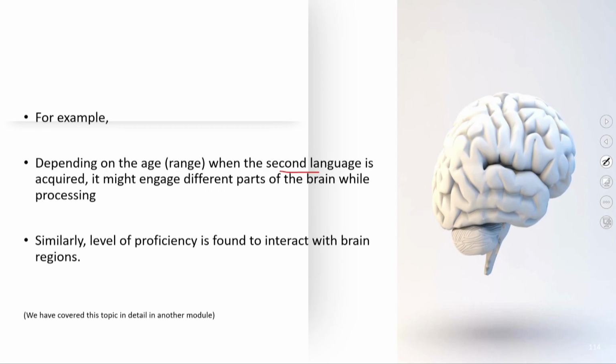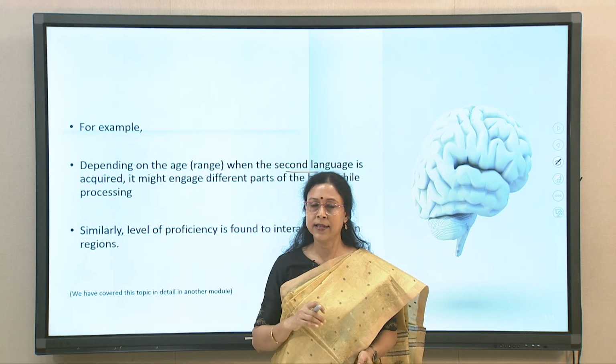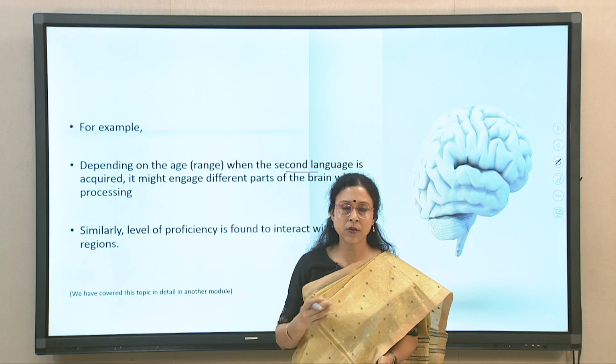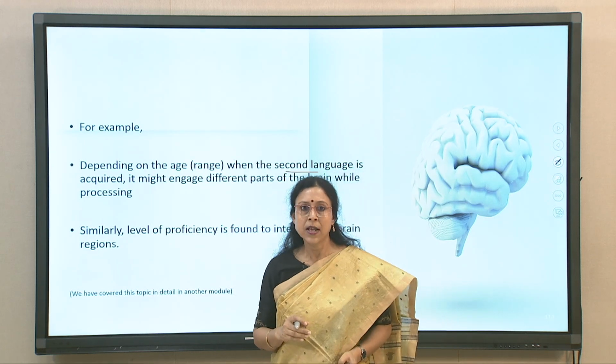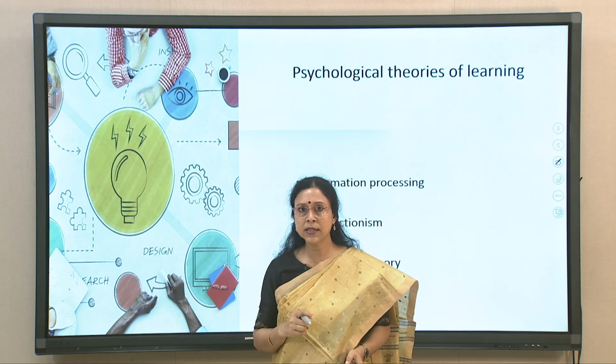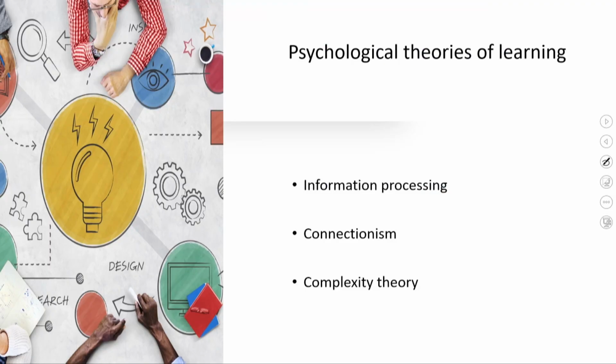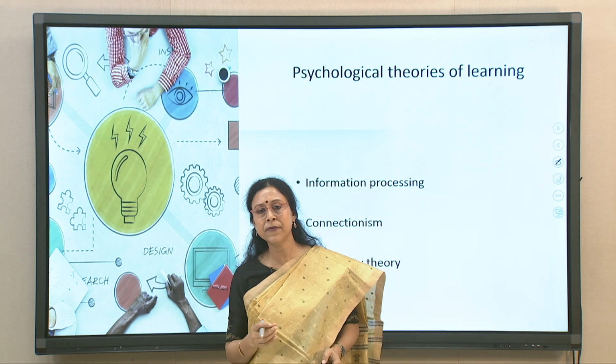We will not discuss it in great detail here, because this topic has been extensively discussed in another module. So, we will leave it for that module. Now, let us move on to the psychological theories of learning. There are a number of theories, but as far as SLA is concerned, we will only focus on 3: information processing theory, connectionism and complexity theory. Connectionism we have also discussed before, so we will briefly go over it.